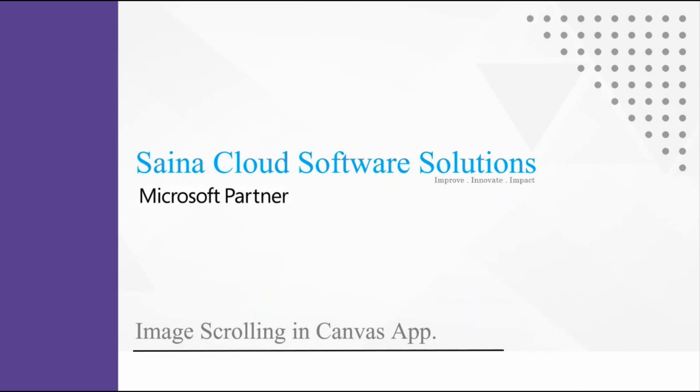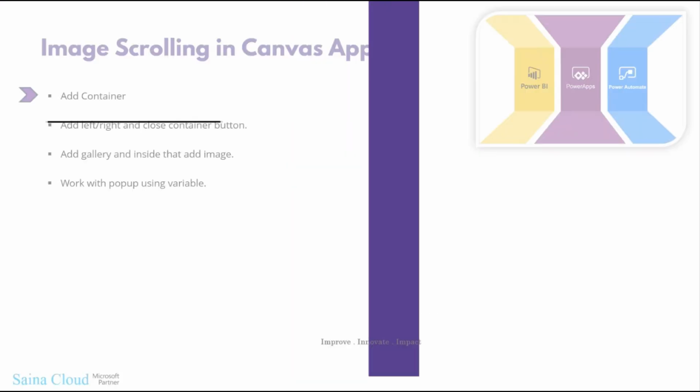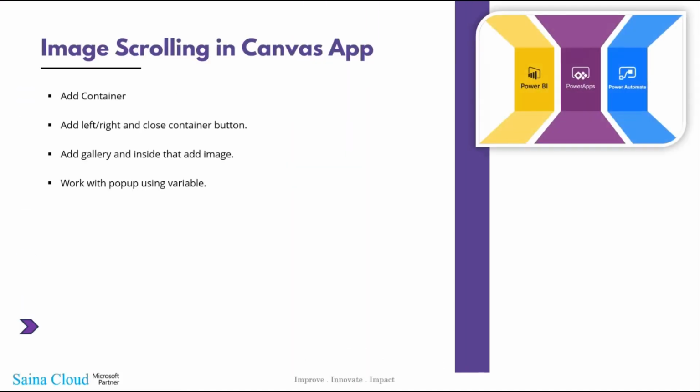Everyone, today I am going to present about image scrolling in Canvas app. So if we have multiple images and we want to see the enlarged view of that image, and if we want to scroll, in that case we can use this method. For this I will first add a container. Inside that container I will add left, right and cross buttons. Inside that gallery I'll take that image and we'll work with the pop-up using a variable.